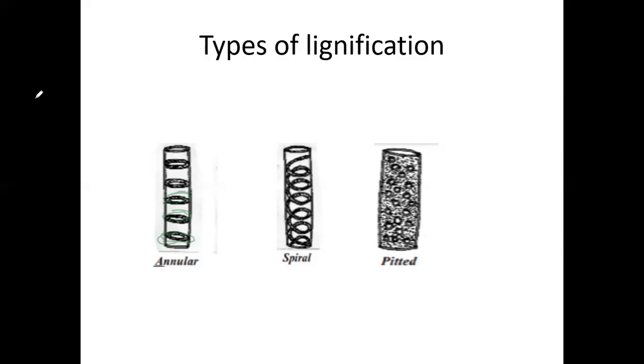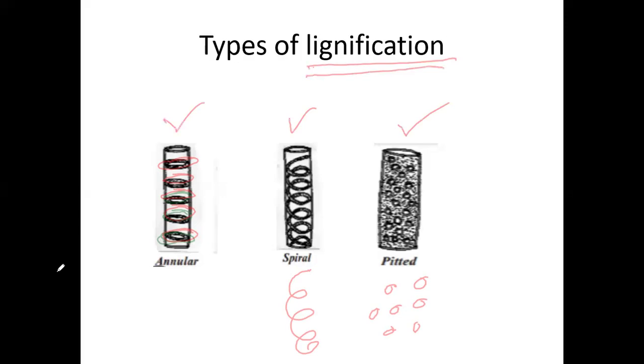Let me change the color. So annular rings, spiral in this way, and in the form of pits. The pits don't have lignin inside. So the deposition of lignin in the walls of xylem is called lignification. This lignification does not prevent the water from flowing in the upward direction. It helps the plants to withstand the high turgid pressure.